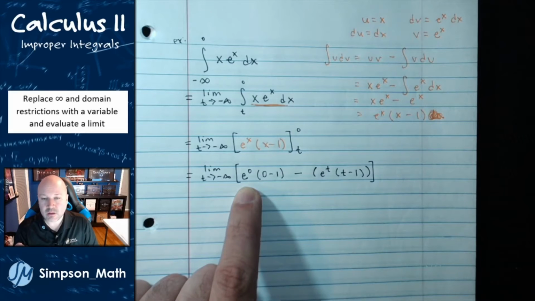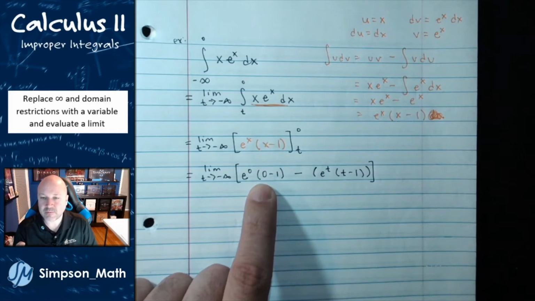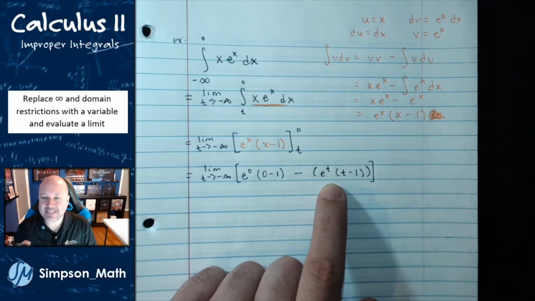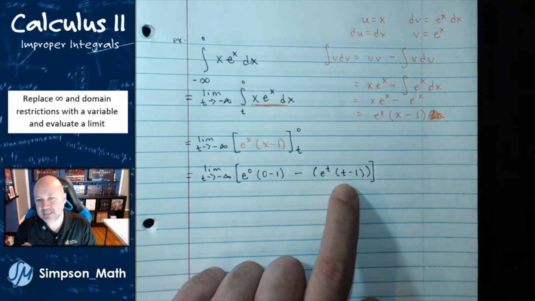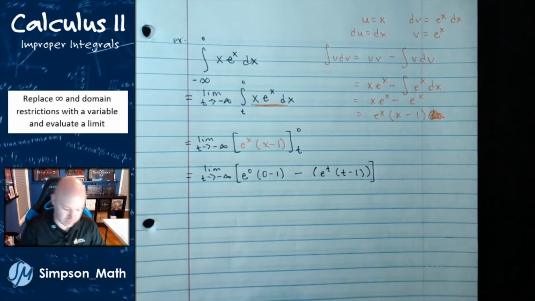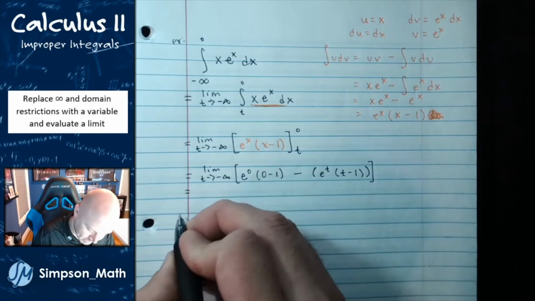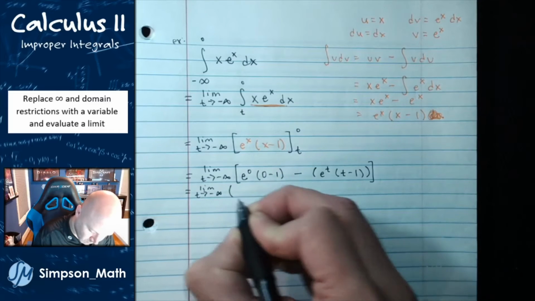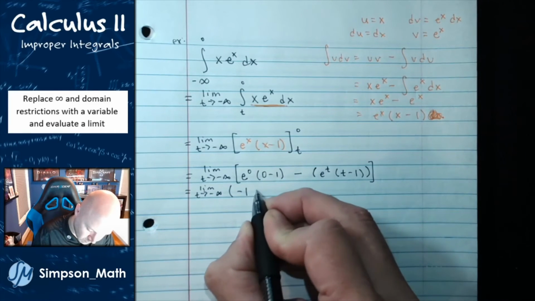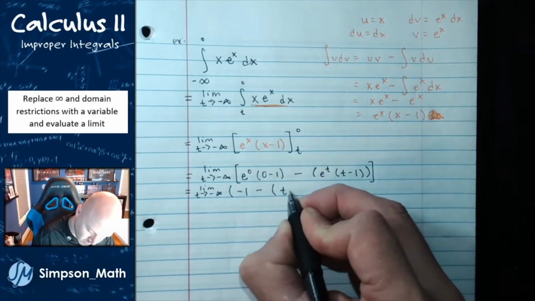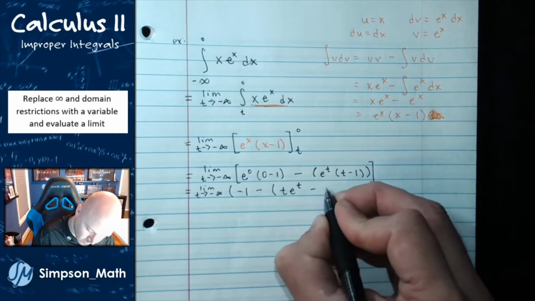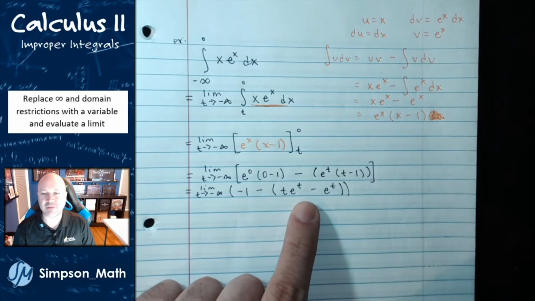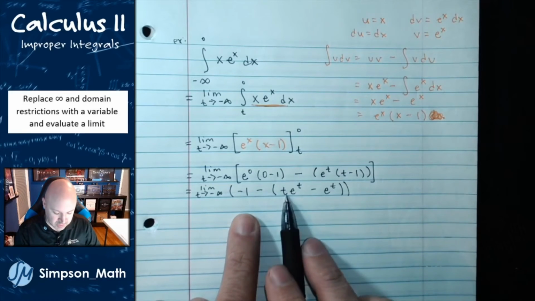E to the 0 is 1. 1 times negative 1 is negative 1. Here I have t e to the t minus e to the t, and there's a minus sign in front of both of those. Let me just clean this up. Maybe I should have kept that factored out. I don't know. I'm going to distribute the minus sign.